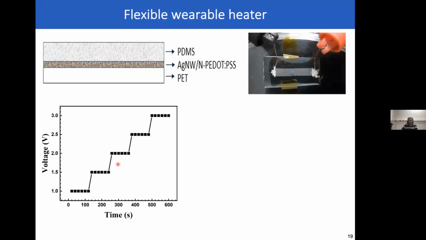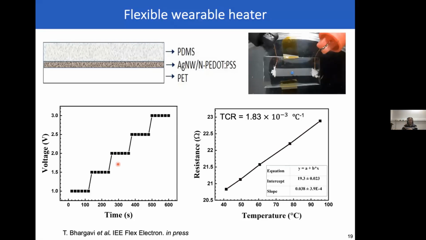And we recorded the current, so we know the resistance. We can also measure the temperature. We used a simple IR camera to do that. And based on this, I can get a resistance versus temperature plot. And that gives me the temperature coefficient of resistance. We were interested only in the range below 100 degrees. And we find that the TCR is more or less linear in this range.